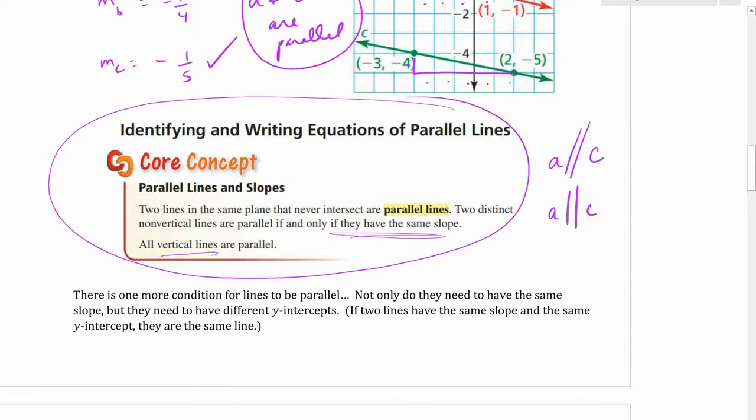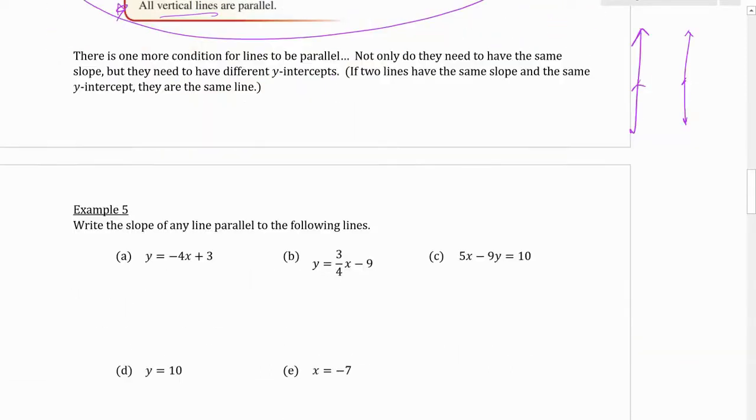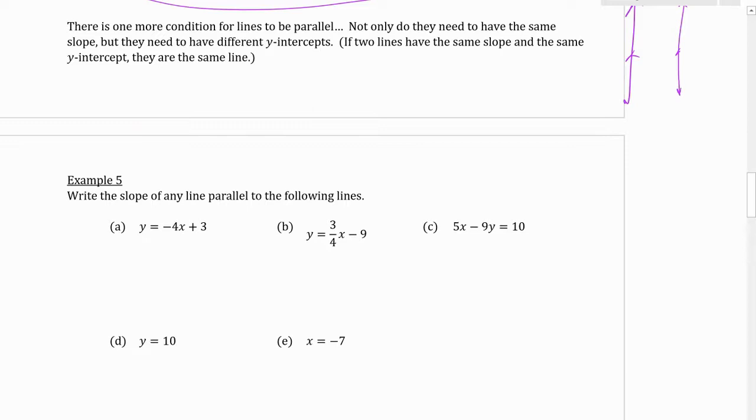Now, vertical lines don't have a slope. They have an undefined slope. So the reason the second part's there is just saying, yeah, all vertical lines are going to be parallel, which just makes sense. So this one, write the slope of any line parallel to the following lines.